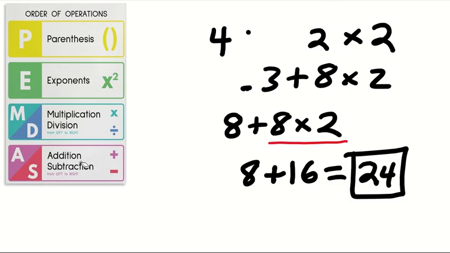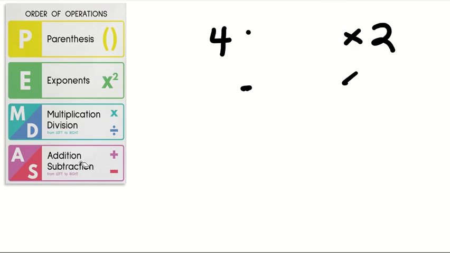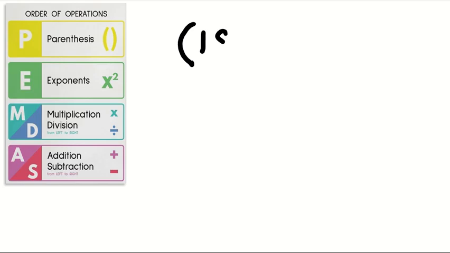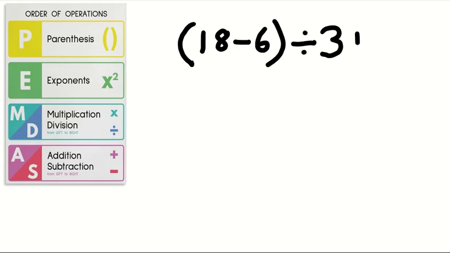We'll go ahead and erase this, make us some space. What if we have the quantity 18 decreased by 6 divided by 3 plus 4 to the second power? What do we do first? Well, the order of operations says parentheses first. Easy enough. So let's do 18 minus 6. And we know that 18 minus 6 is 12.